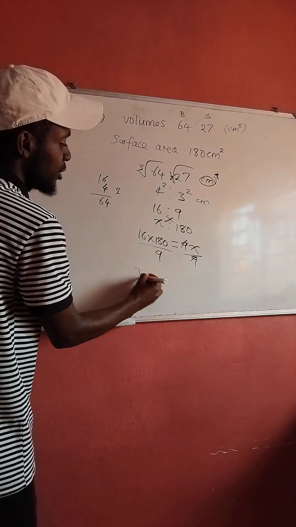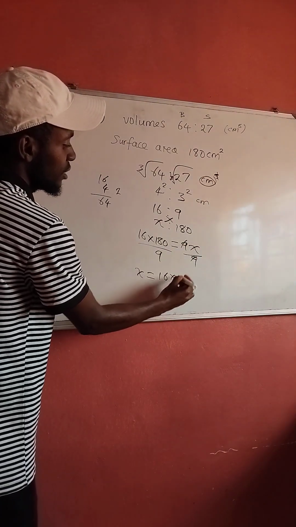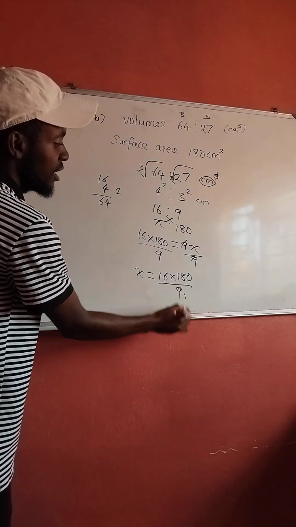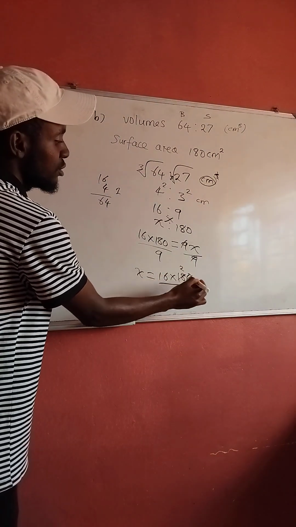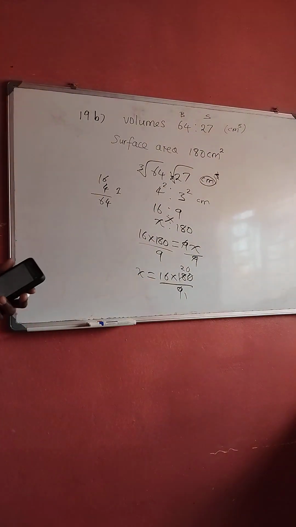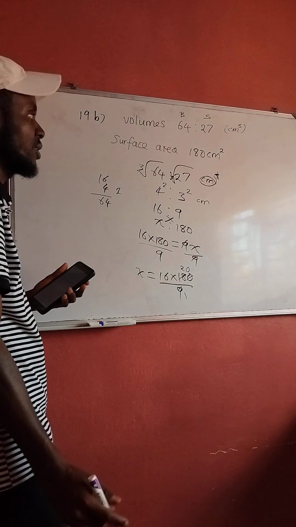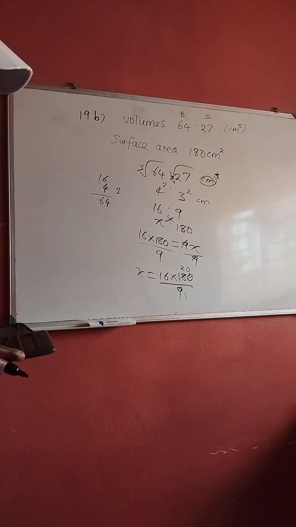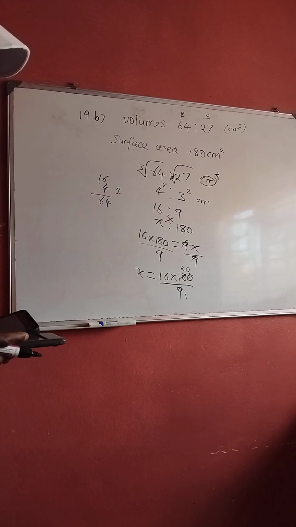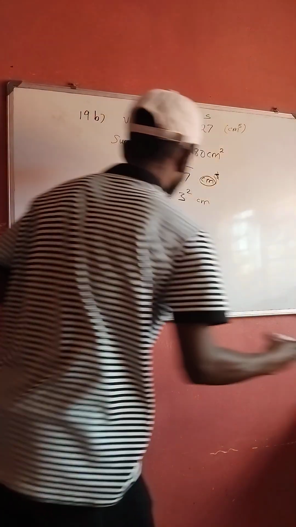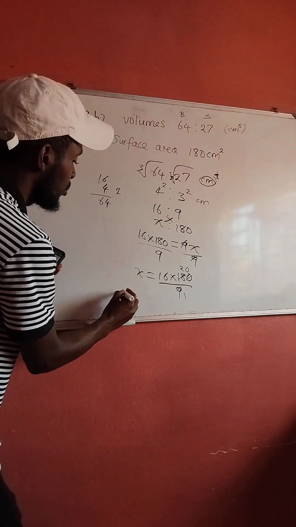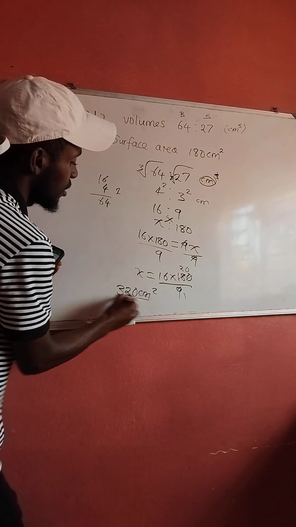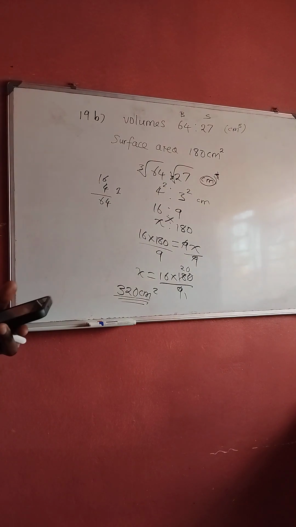You divide out and you remain with x. 16 times 180, then over 9. 9 into 9 is 1, 9 into 18 is 2, 9 into 0 is 0. You have a 20. So 20 times 16 will give your final answer, which is 320. So 320 is the surface area of the bigger solid. So 320 square centimeters. We are done. Okay.